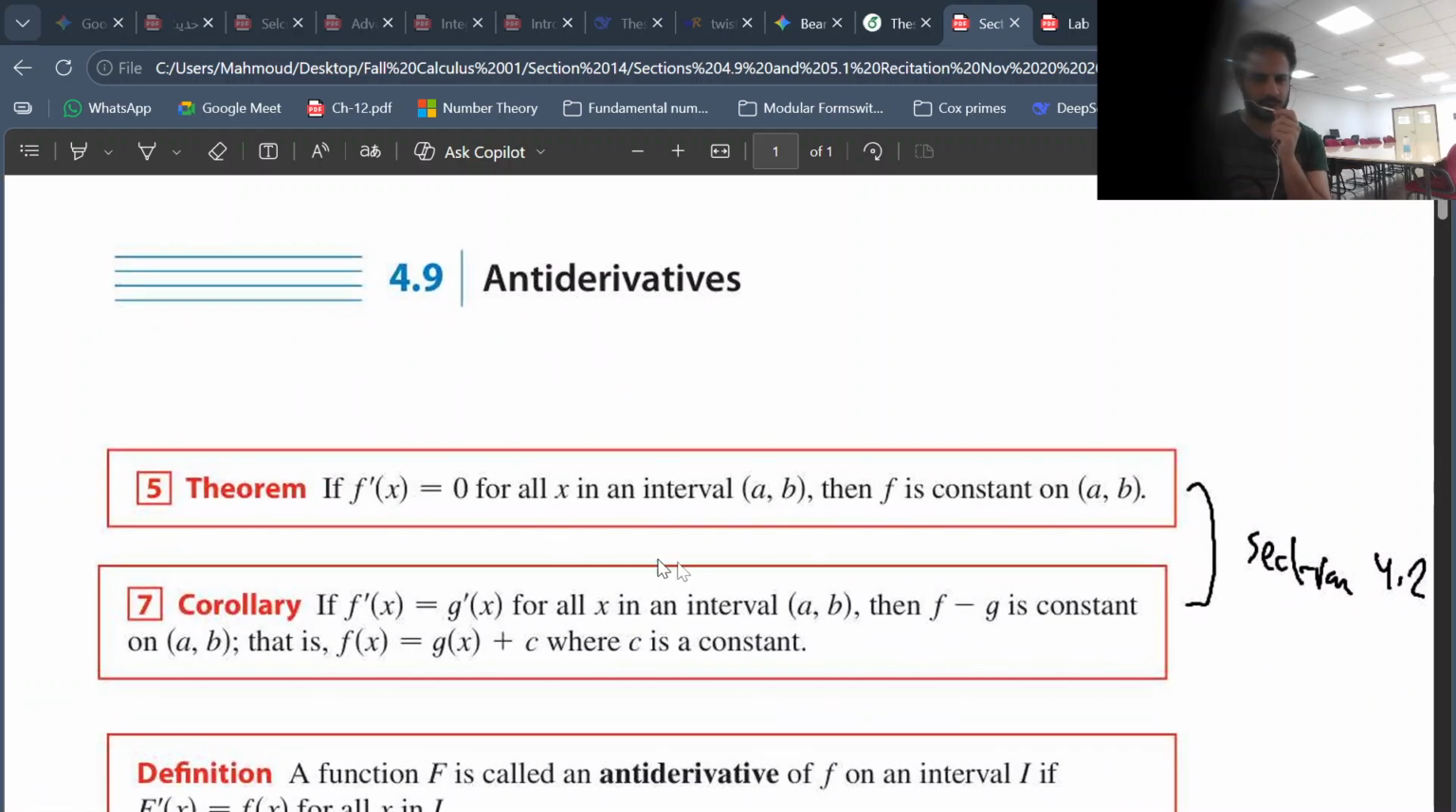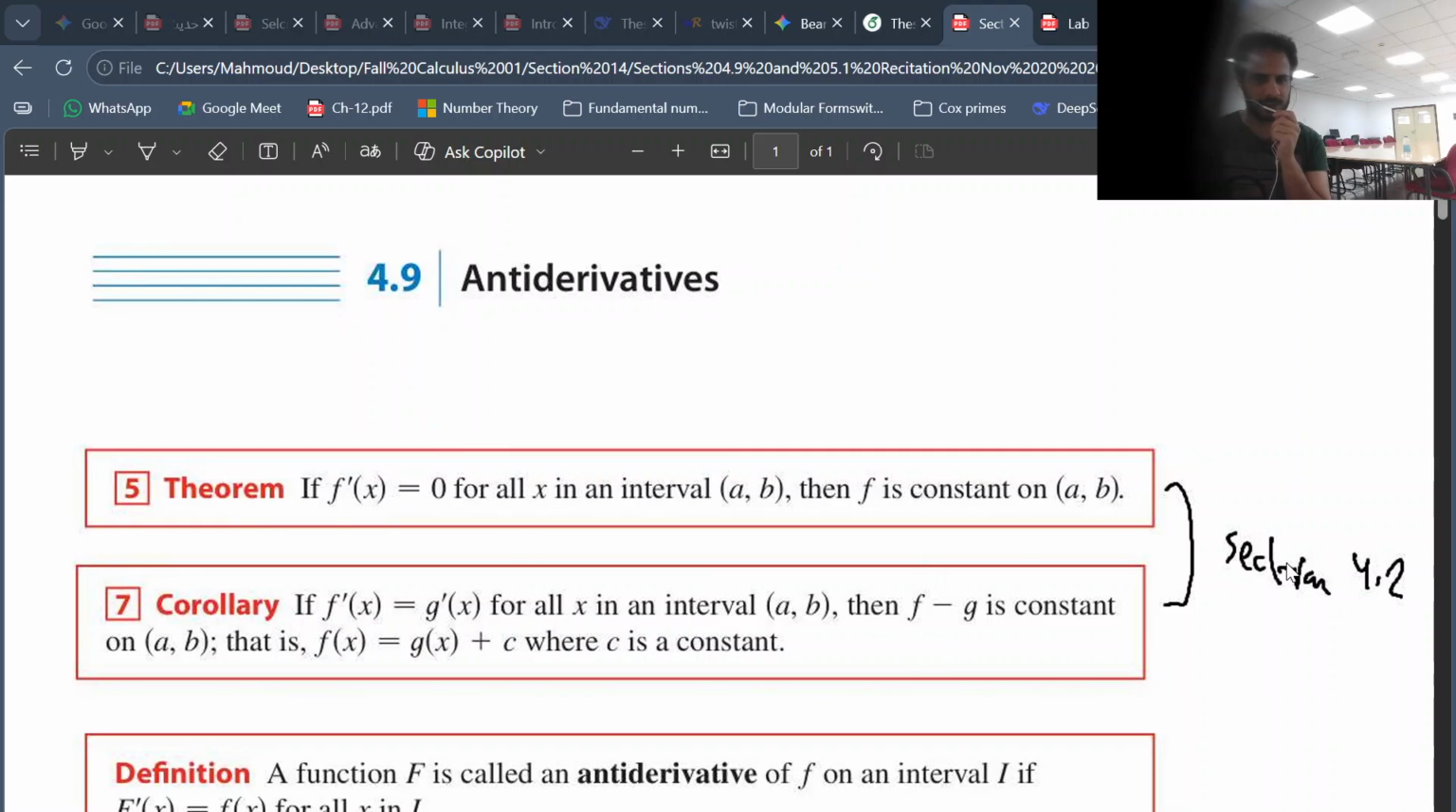Do you remember these two theorems from section 4.2? Theorem 5: if f prime of x equals 0 for all x in an open interval (a, b), then f is constant on the open interval. Good? See this corollary now. If f prime of x equals g prime of x for all x in an open interval (a, b), then f minus g is constant on the open interval (a, b). That is, f of x equals g of x plus c, where c is a constant.